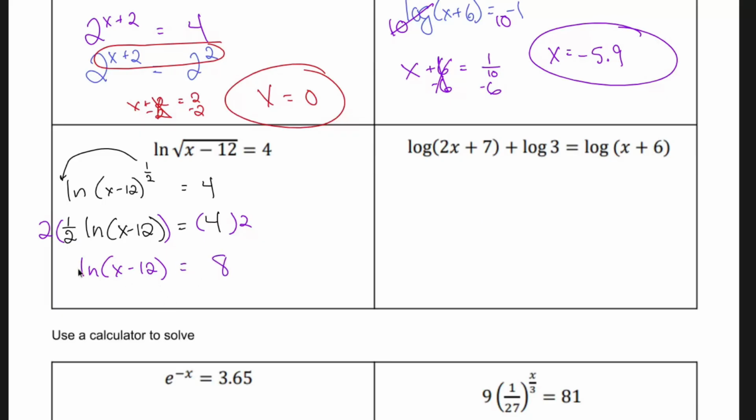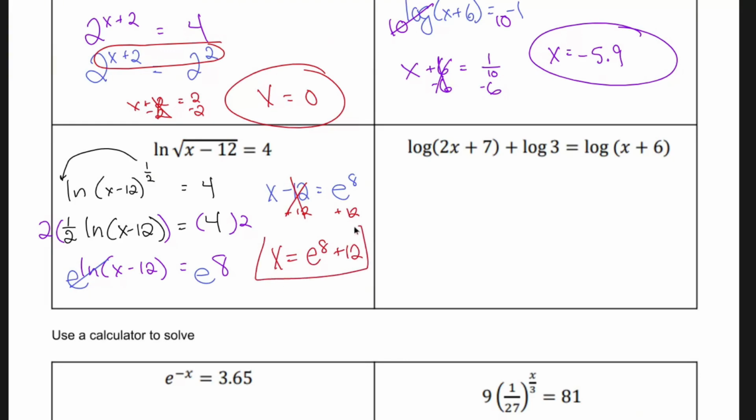Now, without the use of a calculator, I have to get rid of that ln. I'm going to do that by base e-ing both sides because e and ln cancel each other out. So that leaves me with x minus 12 equals e to the 8th, whatever the heck that is. I'm not going to worry about it. I'm going to leave e to the 8th in my answer. You can do that. Let's add 12. And my answer is going to be x equals e to the 8th plus 12.